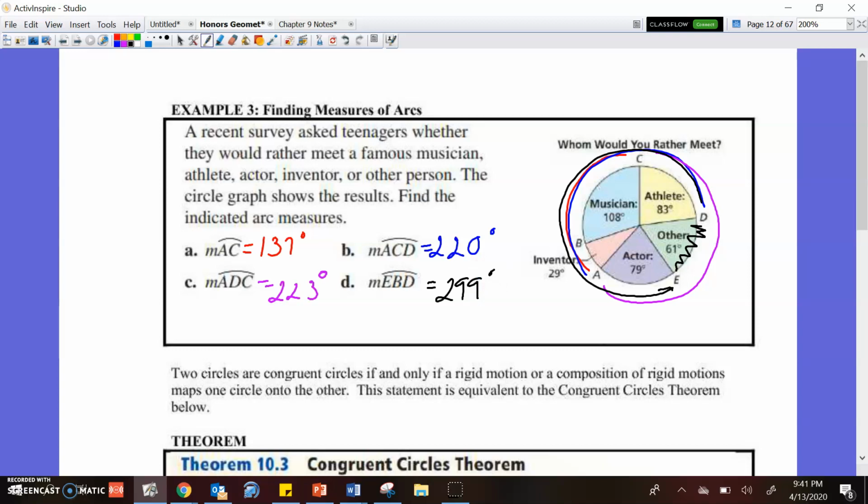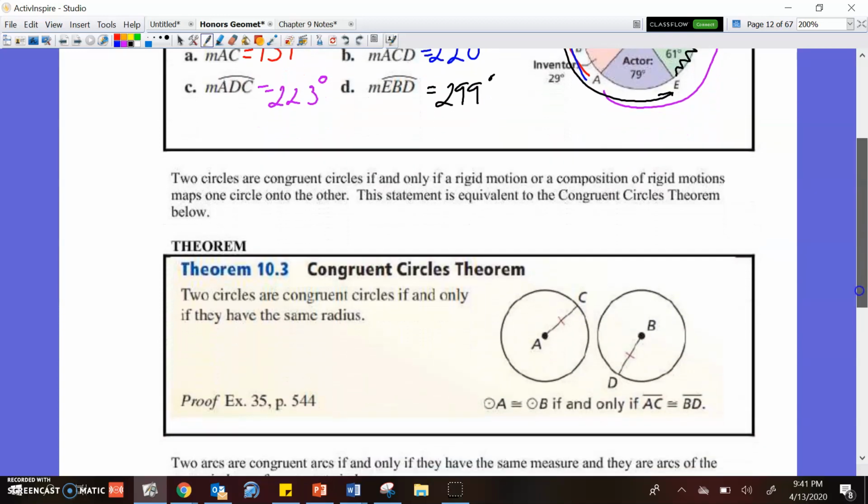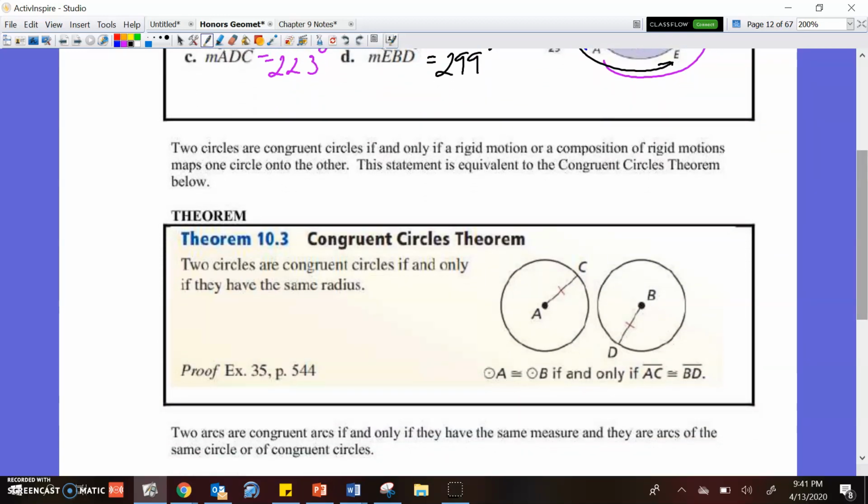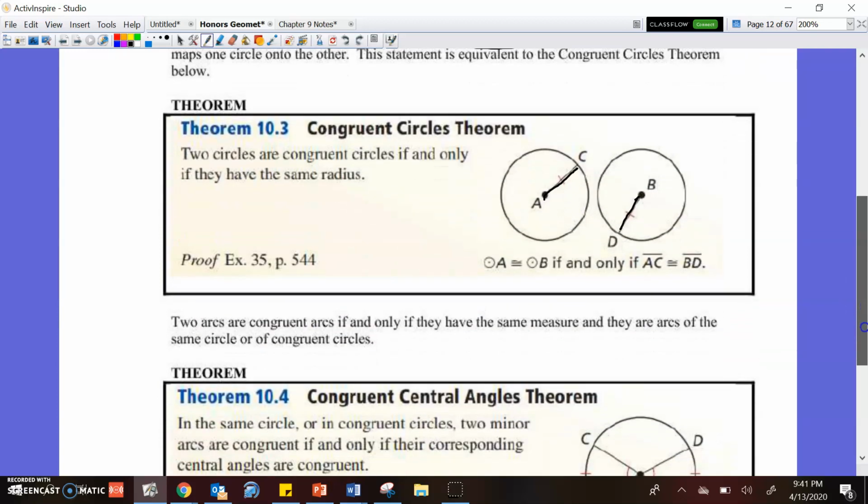All right, so now let's add some things on here. Some theorems. So two circles are congruent circles if and only if, biconditional, a rigid motion, which is either a translation, a reflection, or a rotation, or a composition of rigid motions maps one circle onto another. So if we can slide it somehow, we have equivalent or congruent circles. So here's the theorem. Two circles are congruent circles if and only if they have the same radius. So as long as they have the same radius, they're congruent circles. Seems pretty obvious.